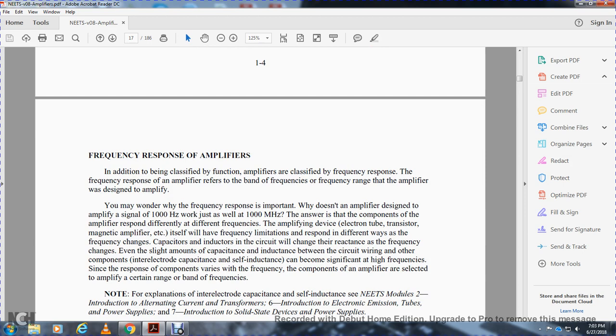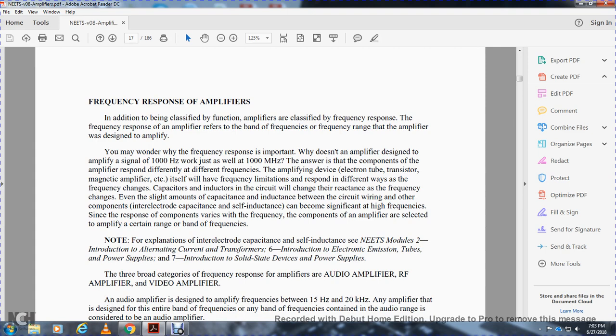Frequency response of amplifiers. In addition to being classified by function, amplifiers are classified by frequency response. The frequency response of an amplifier refers to the band of frequencies the amplifier is designed to amplify. You may wonder why frequency response is important. If an amplifier is designed to amplify a signal of 1000 hertz, shouldn't it work just as well with 1000 megahertz? The answer is that the components of the amplifier respond differently to different frequencies, including the amplifying device: electron tube, transistor, magnetic amplifier, etc.